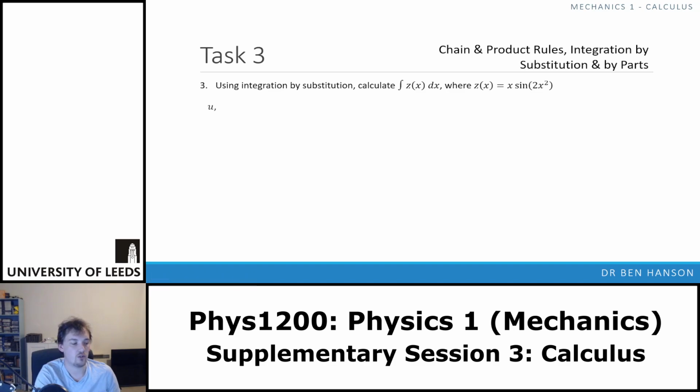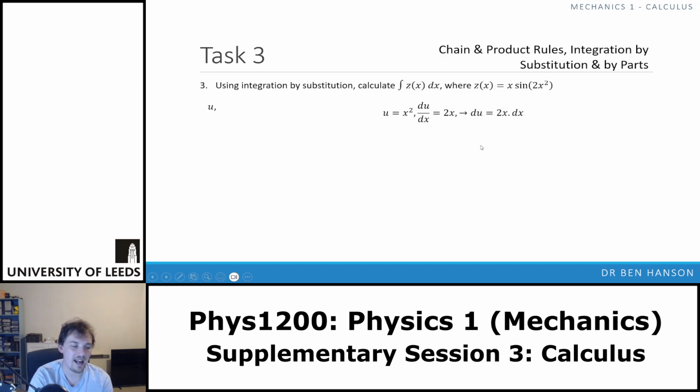Integration by substitution, this one's quite tricky. So if I say z of x equals x sine 2x squared, I might want to say that u is equal to x squared, because sine of x squared is kind of complicated, whereas sine of u, of a single thing, a little bit easier, we can deal with that. So now we take du by dx, right? We've defined a new function, u equals x squared. So du by dx equals 2x.